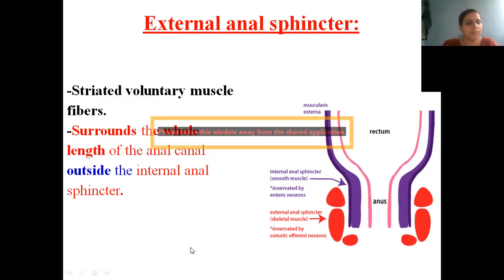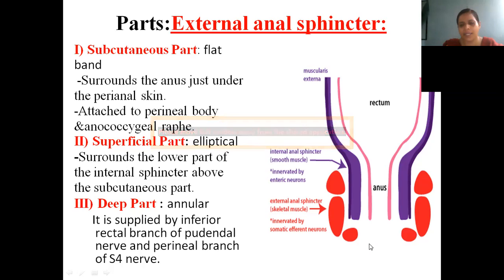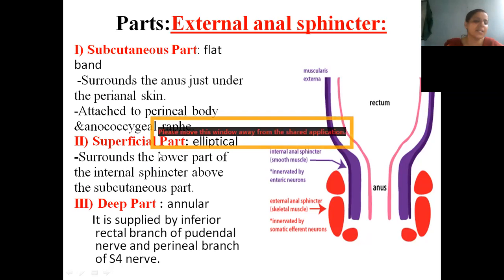Now, the external anal sphincter has three parts. What are the three parts we have? We have the subcutaneous part, which is below the skin. Then it has the superficial part, which is in the middle, and it has a deep part. Subcutaneous, superficial, and deep. The subcutaneous part is flat and surrounds the anus just under the perianal skin. Just below the skin, we will find this muscle, that is the subcutaneous part. It is attached to the perineal body and anococcygeal raphe. For the rest of these two muscles, you just name them, you need not give the details.